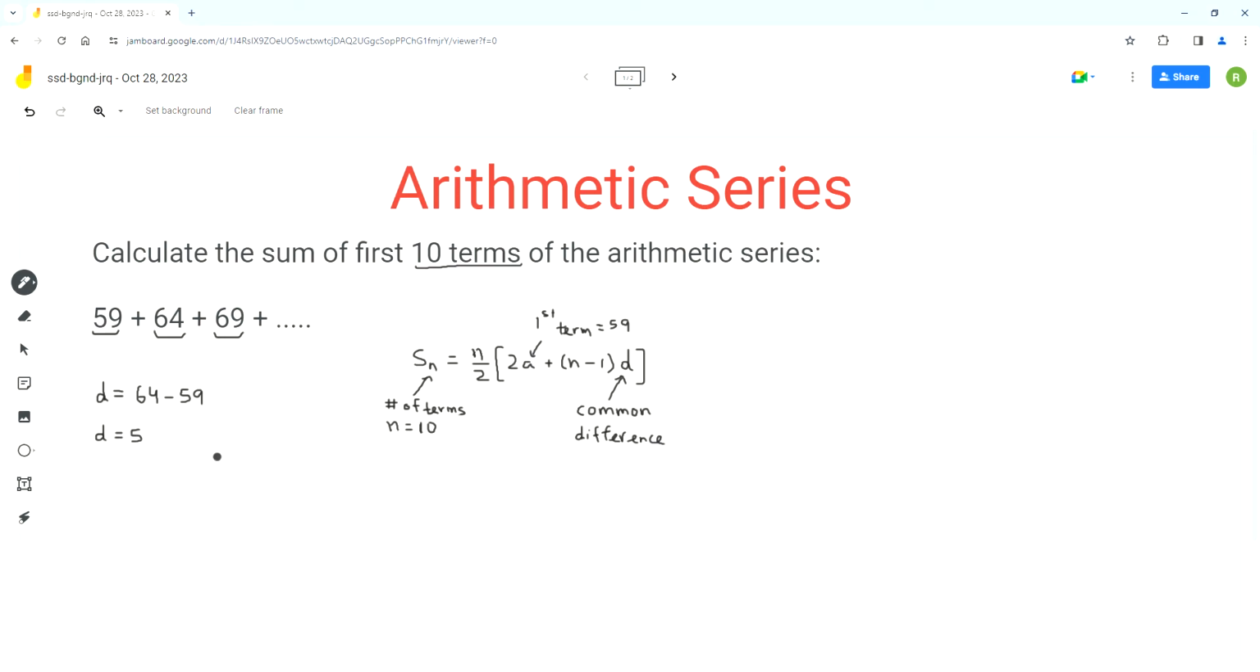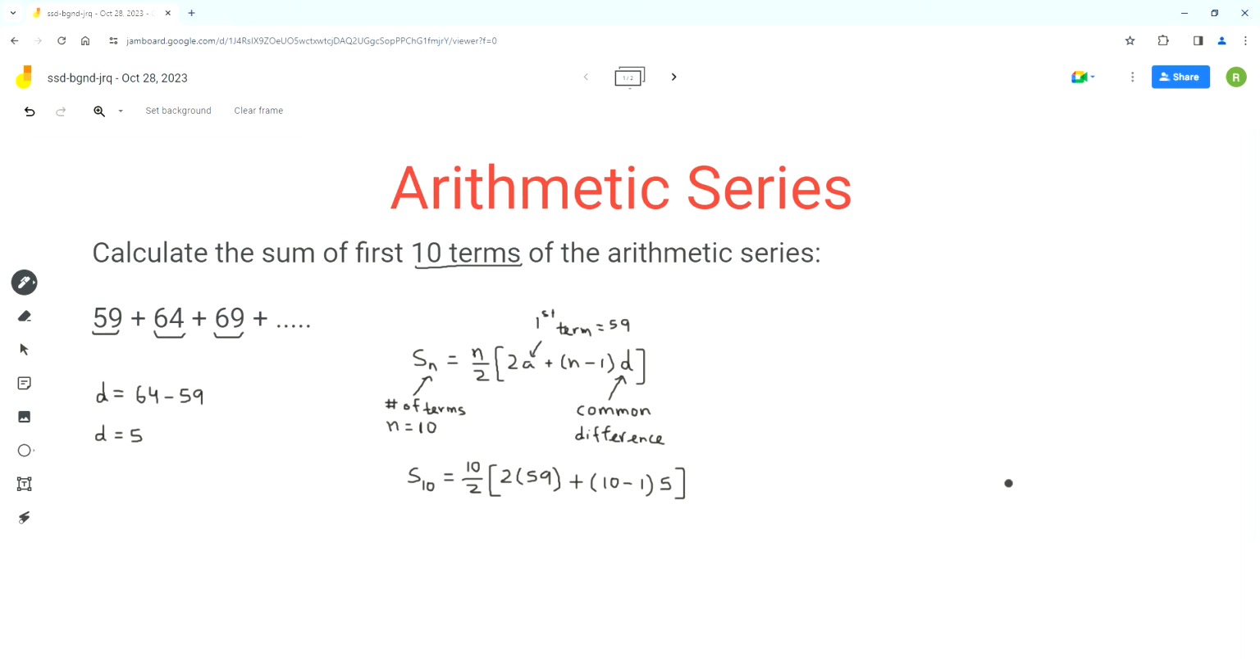So this is the value we'll have to use in this formula to calculate the sum of the first 10 terms. We can sub in the values. So Sn is 10, equals 10 over 2, 2 times, we know the a value is 59, plus the n value is 10, and the d value here we calculated as 5.